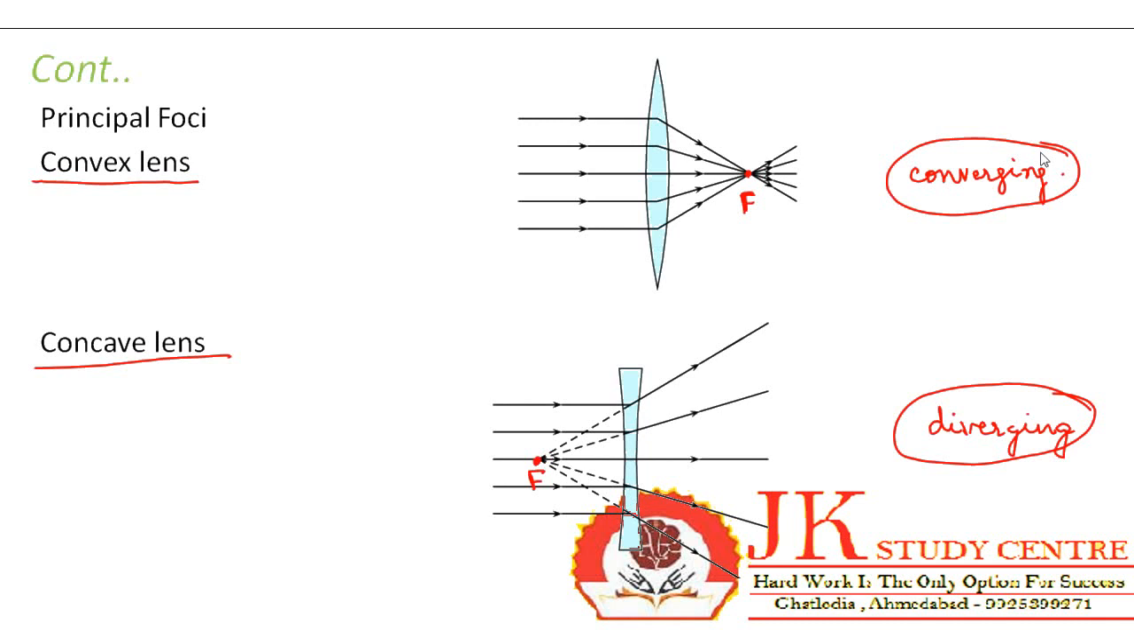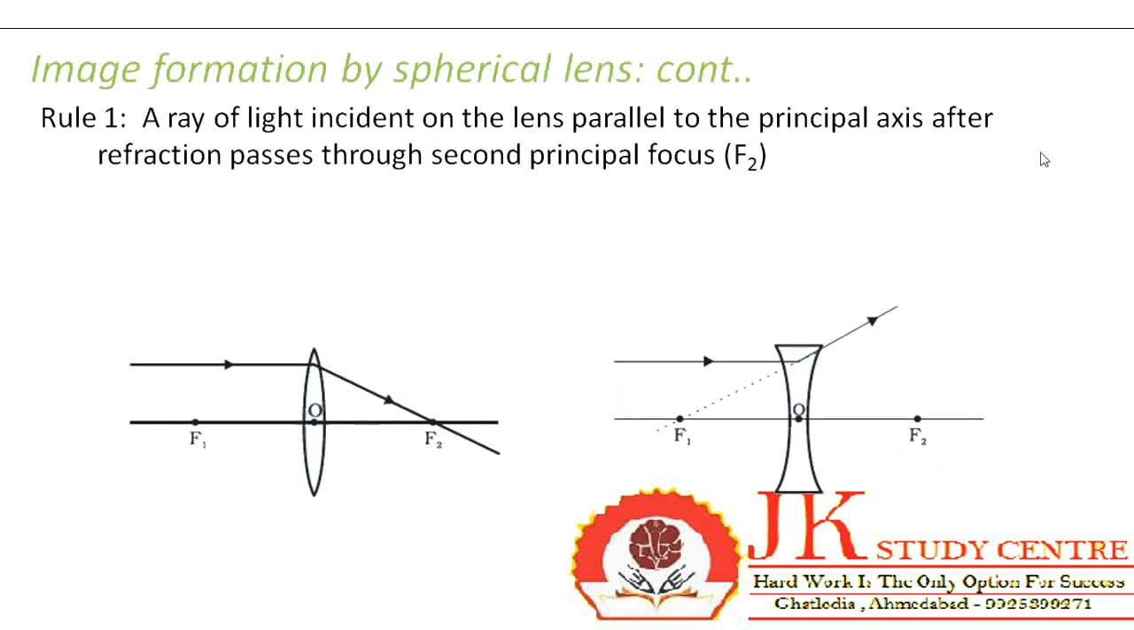So what do we see here? We spoke about optical center, centers of curvature, radii of curvature, principal axis and principal focus. Now we will study the image formation by spherical lenses. Similar to spherical mirrors, there are certain rules that have to be followed for image formation by spherical lenses as well. So let us quickly look at the rules. Here comes the first rule. It says that a ray of light incident on the lens parallel to the principal axis, after refraction, passes through the second principal focus. Now from where did we get the second principal focus? This is again another interesting thing.